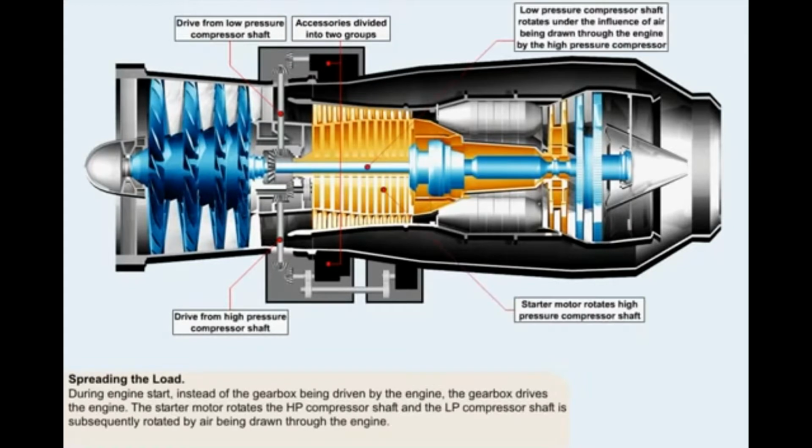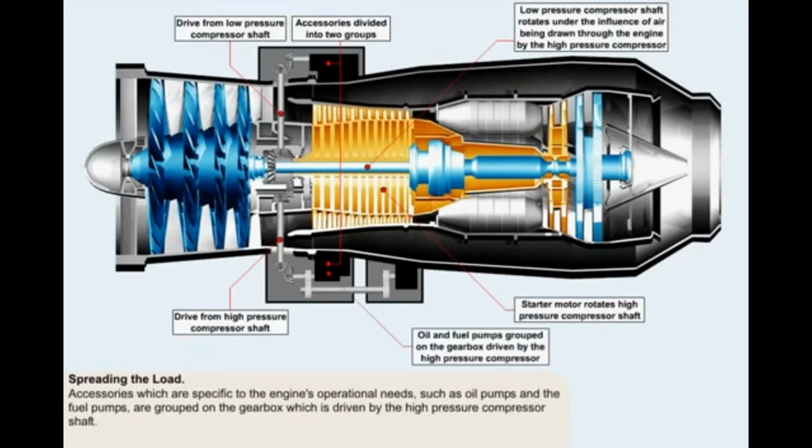During engine start, the starter motor, which is mounted on the accessory gearbox, normally driven by the high-pressure compressor shaft, has reversed the normal drive situation. Instead of the gearbox being driven by the engine, the gearbox is now the driving force on the engine. The starter motor thus causes the high-pressure compressor shaft to rotate, and the low-pressure compressor shaft is rotated subsequently by air being drawn through the engine.